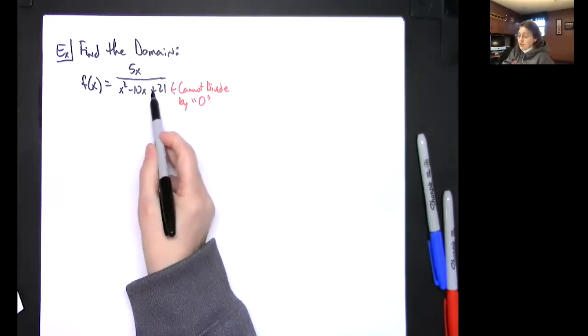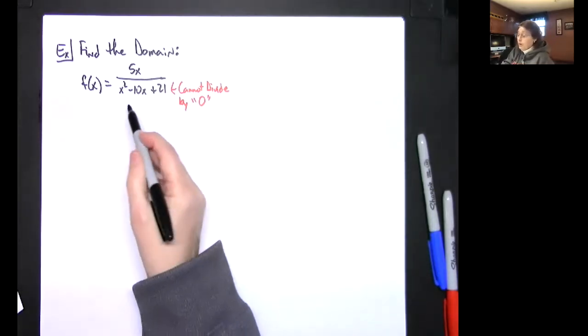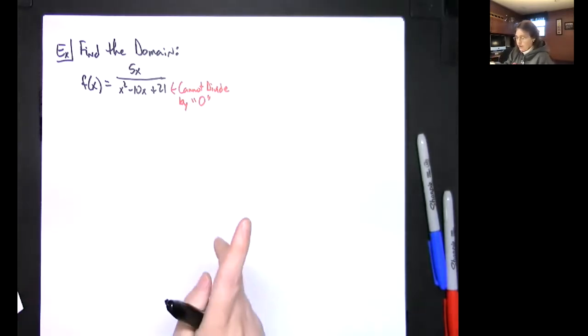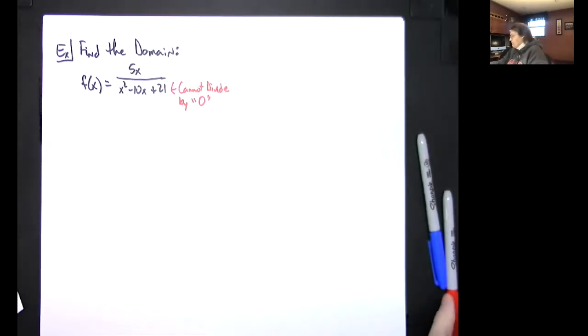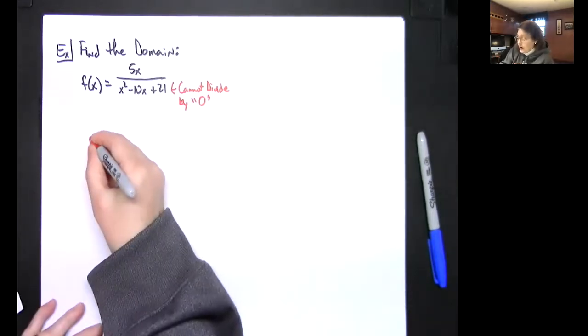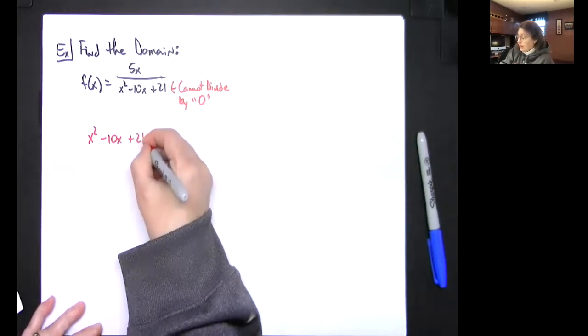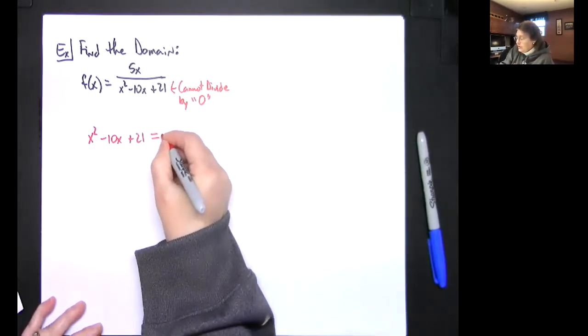And if it was a nice little binomial, you could probably do it in your head. But whenever they give you a trinomial down here, then there's a good chance you're going to have two numbers that you're going to have to skip over. I'm going to switch colors here. So I'm going to take that x squared minus 10x plus 21, and then I'm going to set it equal to 0.